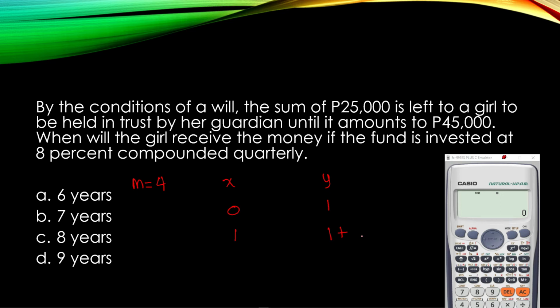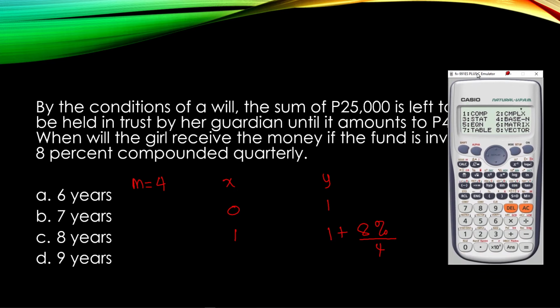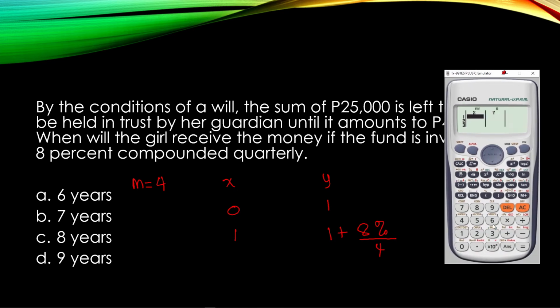Gamitin natin yung 8%. So, 8% divided by the M, which is 4. Okay. Now, let's use that one. Okay, balikan ako. Hindi na ako galit. 3, 6. So, we have 0, 1, and then 1 plus 8% divided by 4. Okay, so we have, yan. So, let's close the table.